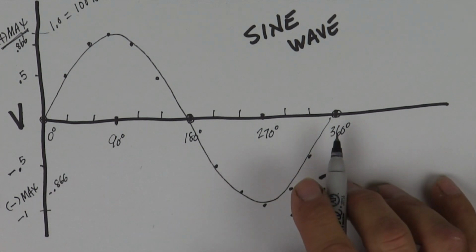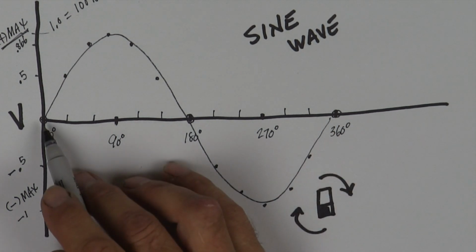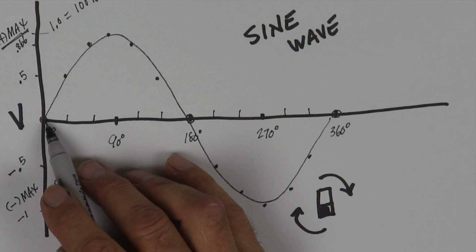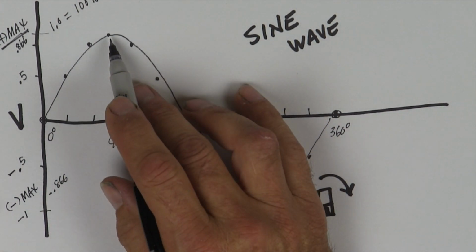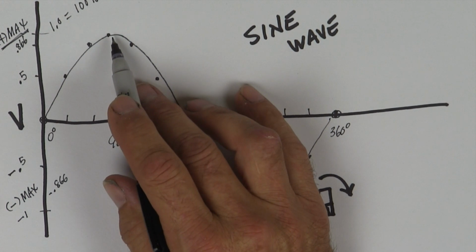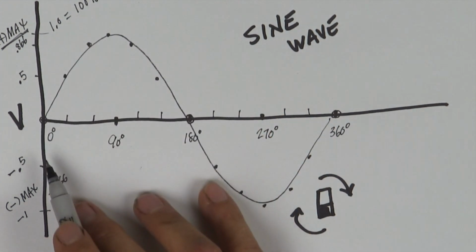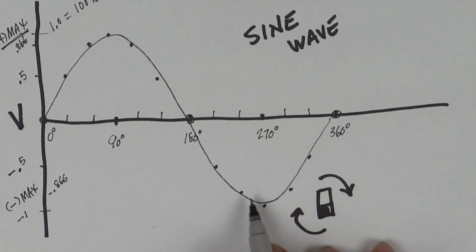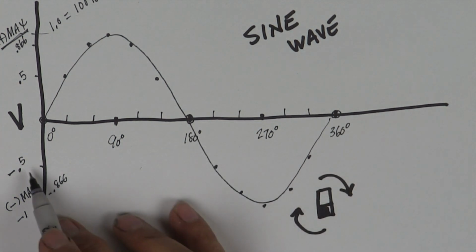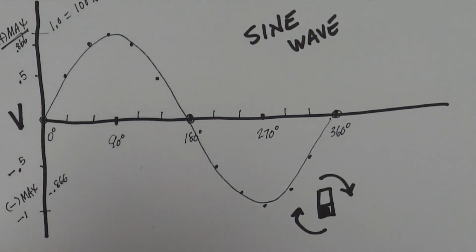What does this represent? This means that when the angle between the wires and the magnetic field is zero, we're not cutting any flux lines, zero voltage. When we're at 90 degrees of rotation, 90 degree angular cutting, we're cutting the maximum number of flux lines, maximum cut, maximum voltage. We keep coming around, zero, 100%, zero, but notice we're in the opposite direction.